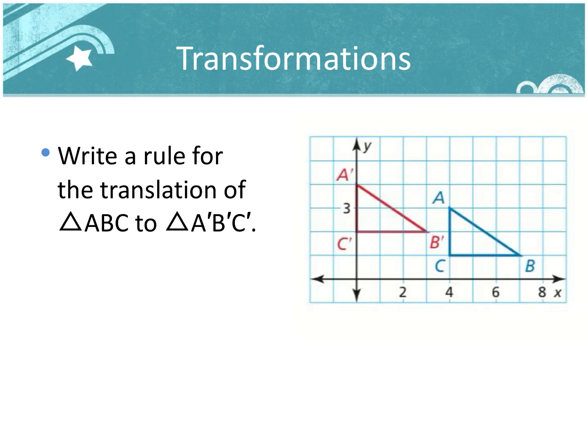Now in this one, they want us to write a rule of how we got from triangle ABC to triangle A'B'C'. Now we're going from the blue to the red. Let's count 1, 2, 3, 4. We moved 4 to the left, and then we moved 1 up. So we're going to get a -4, 1.